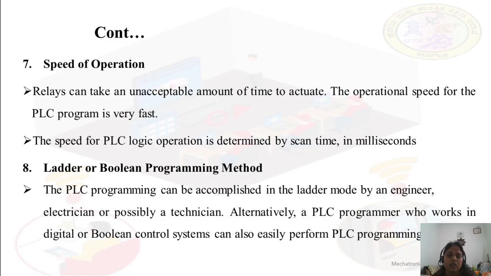Here, how we measure the speed of operation in a PLC is by scan time. It is in terms of milliseconds. Next, the shorter the scan time, the more the cost will increase. Then the eighth one is ladder or Boolean programming method.